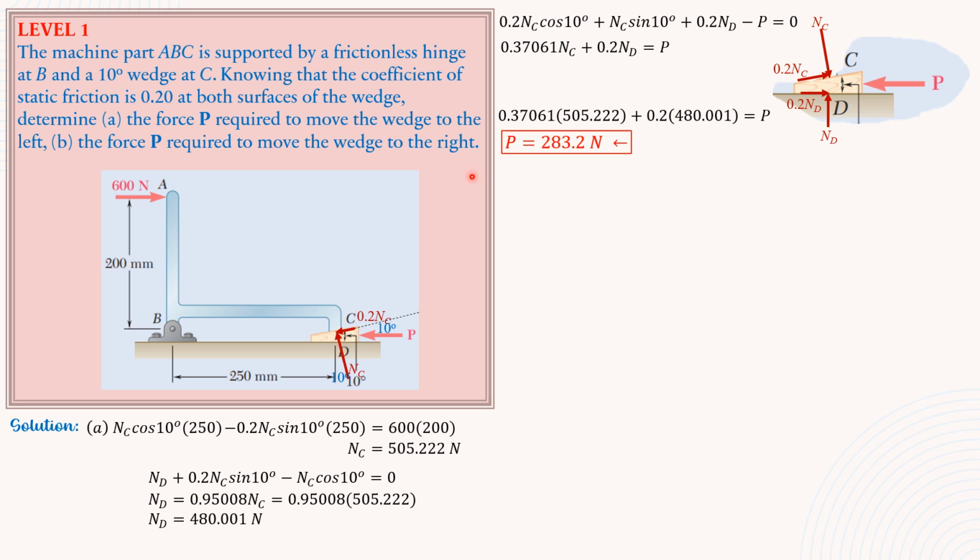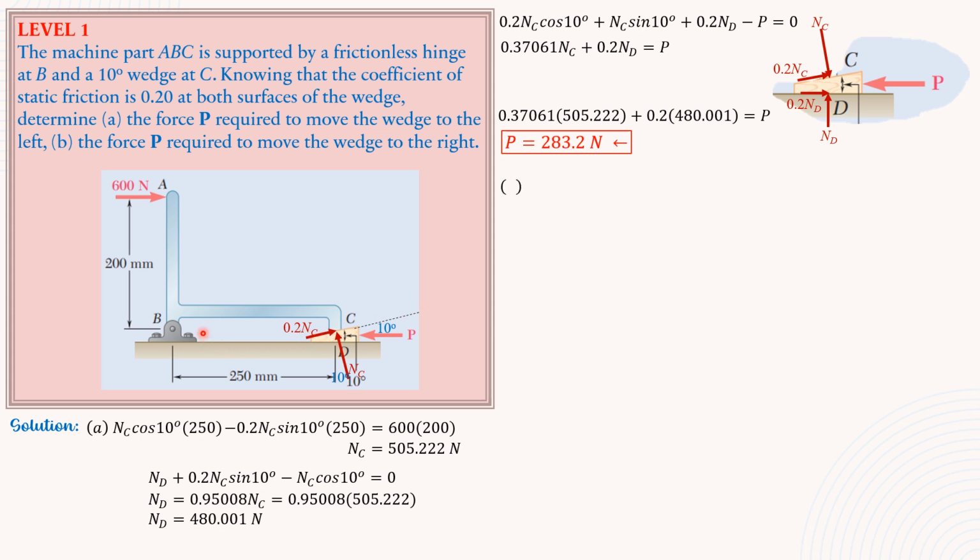So, by the way, the first part is the force P required to move the wedge to the left. That's why frictional forces on this wedge would be opposing P. So, in the second part, the force P required to move the wedge to the right, friction forces should be to the left. This is now to the right, 0.2 of N sub C. So let's replace it with 0.2 N sub C, and it is to the right.